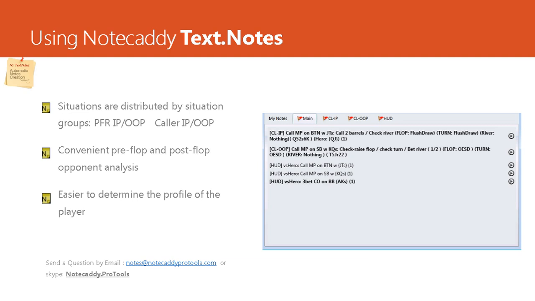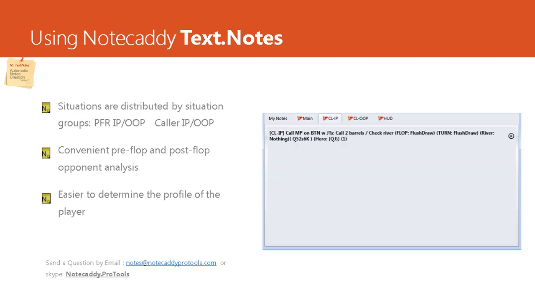It contains groups of bookmarks that were created specifically to simplify opponent analysis. All the notes there are distributed among pre- and post-flop actions. The first bookmark, Main, contains all notes on the opponent, followed by the caller in position and caller out of position bookmarks. The HUD bookmark contains opponent's pre-flop actions. What did he call you with? 3-bet with, or called your 3-bet with? There are also pre-flop raiser in position and out of position bookmarks.